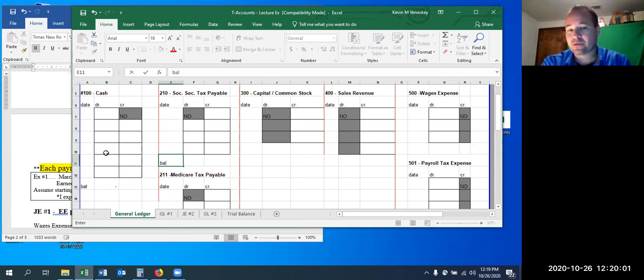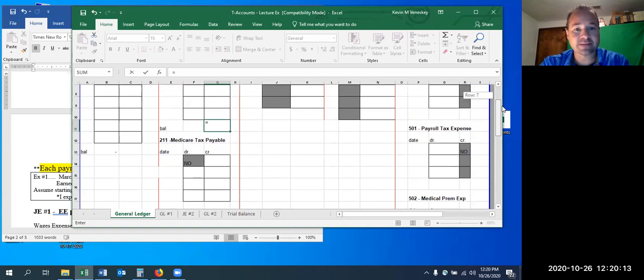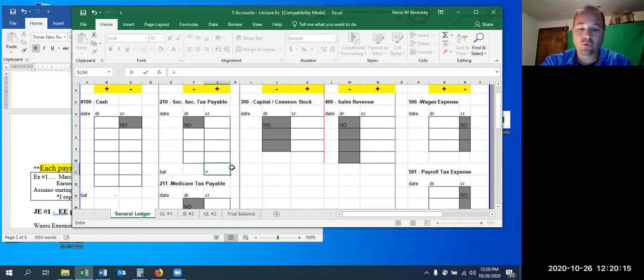So I'm going to have a balance over here for Social Security taxes payable. I'm going to hit equals, but the plus is on the credit side now. If you remember back up here, you always have to start where the plus is. So we're going to do equals and then the sum of whatever's on this plus side, and then subtract out what I've paid, or what's on the minus side over here. And I just need to put in the word sum and then close it out.